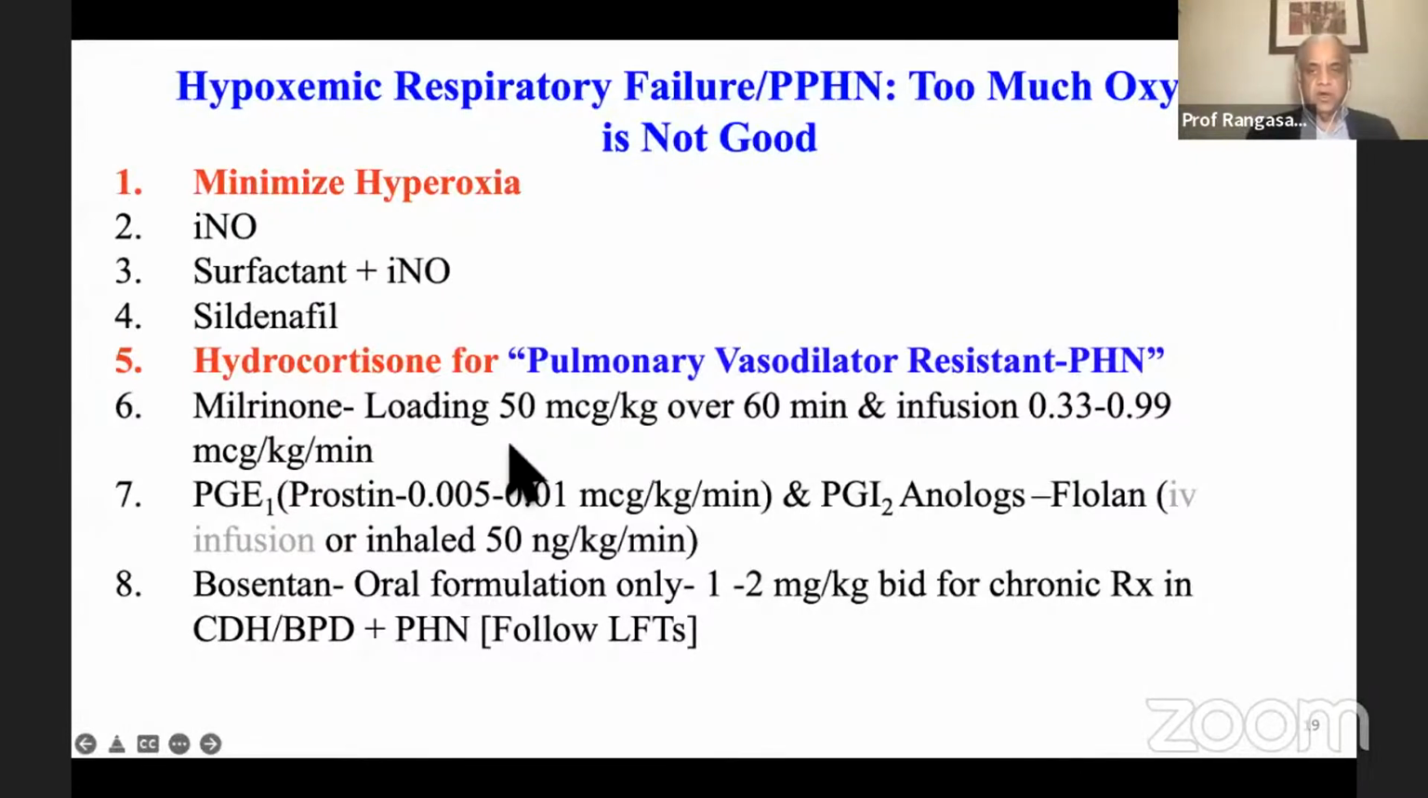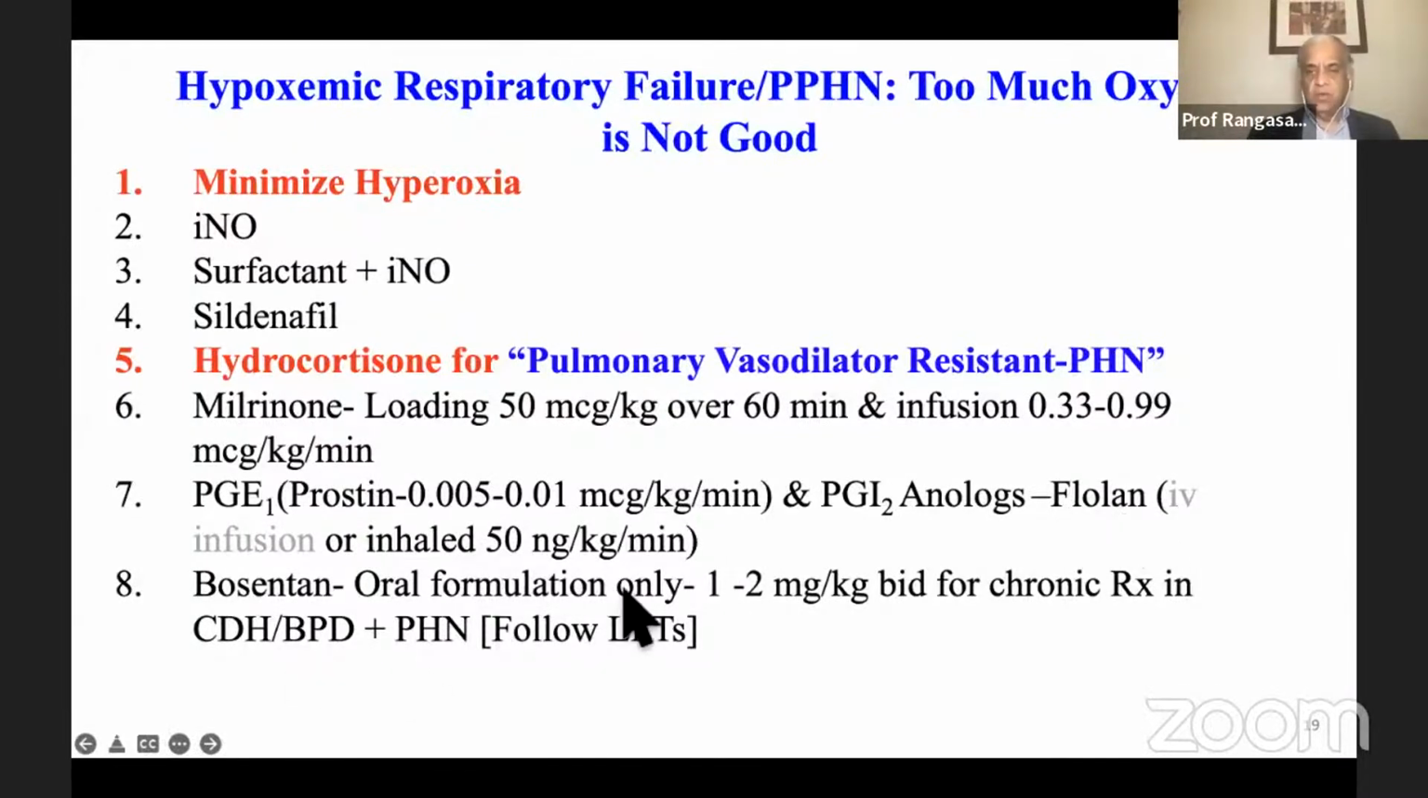I recommend loading dose followed by infusion. I generally don't like to use a loading dose. I just start an infusion. PGE1, prostin, 0.005 to 0.01 mg per kilo per minute. In some places PGI2 analogs are used, Flolan, IV infusion, with very, very limited data. Most of it is inhaled, 50 nanograms per kilo per minute as Flolan inhalation.